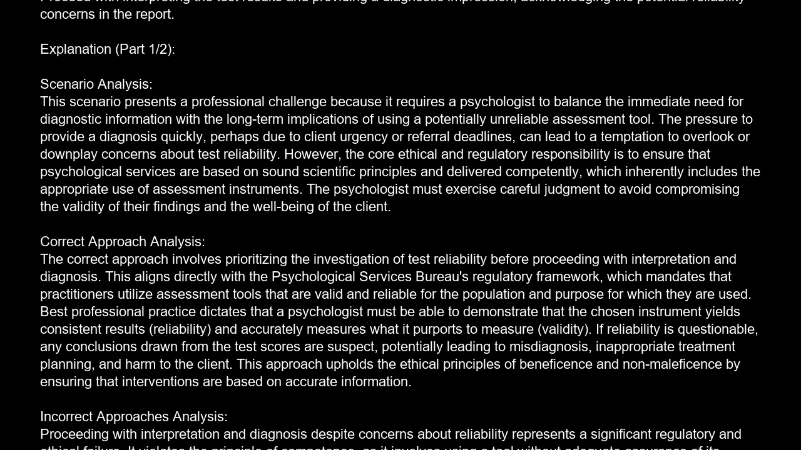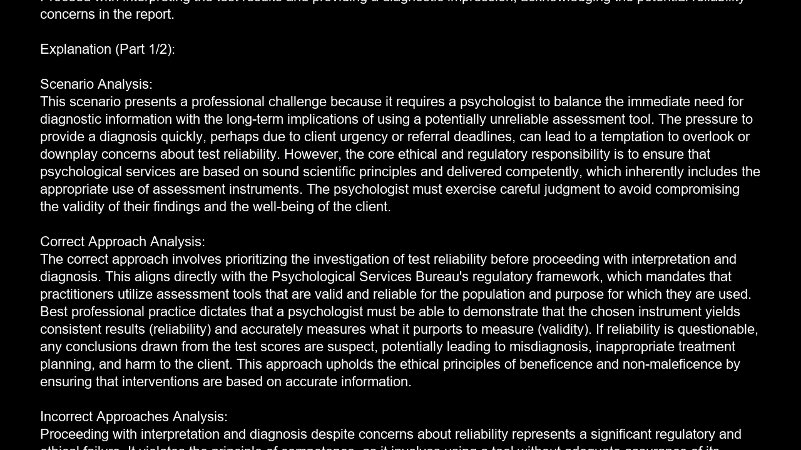The correct approach involves prioritizing the investigation of test reliability before proceeding with interpretation and diagnosis. This aligns directly with the Psychological Services Bureau's regulatory framework, which mandates that practitioners utilize assessment tools that are valid and reliable for the population and purpose for which they are used. Best professional practice dictates that a psychologist must be able to demonstrate that the chosen instrument yields consistent results, reliability, and accurately measures what it purports to measure, validity.